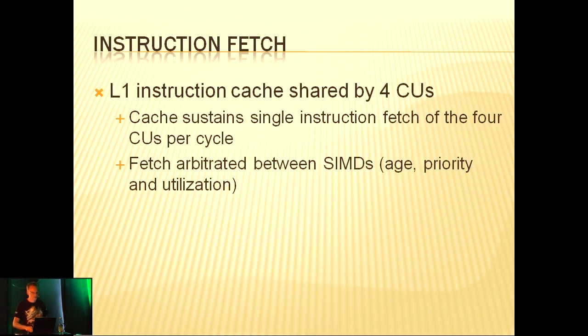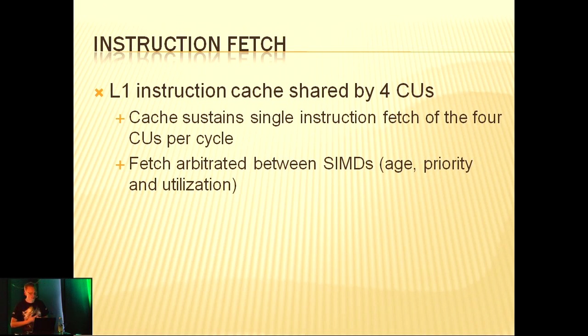Okay, so then we go to the instruction fetch. Basically, this is the stage where the CU chooses which SIMD is going to receive an instruction. Four different CUs share a single L1 instruction cache, and it has enough bandwidth to satisfy all these four CUs in each cycle. Which SIMD actually can fetch an instruction depends on each priority parameter and the utilization of its wavefront buffers.